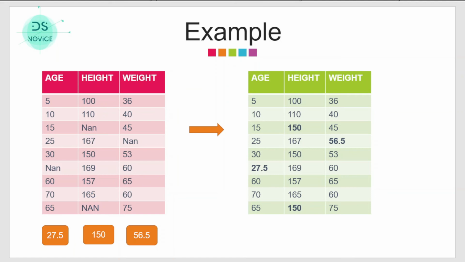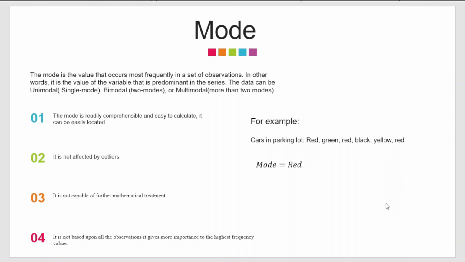Now let me reiterate this point. That is, first we have to check the distribution of the data. And if it is skewed, we use median. Next we are going to talk about mode. So mode is defined as the value that has the maximum frequency in our data. In other words, it is the value that is predominant in our data set. So a data set can be unimodal, having a single mode, or it can be multimodal, that is having more than one mode.